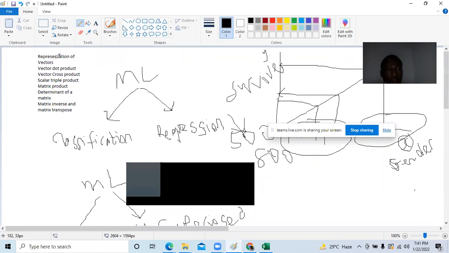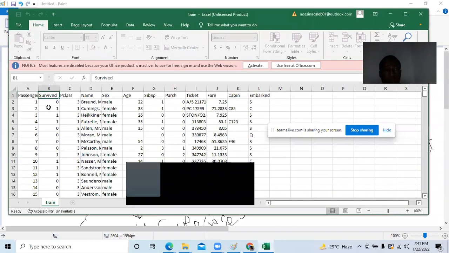So today we are going into several topics. We're going to look at representation of vectors now. Then we'll look at the vector cross product, vector dot product, and the rest of this. Now, here is the issue. I'm going to represent all of these features. I will take 4 features now, right? And I'm going to represent them as a matrix.